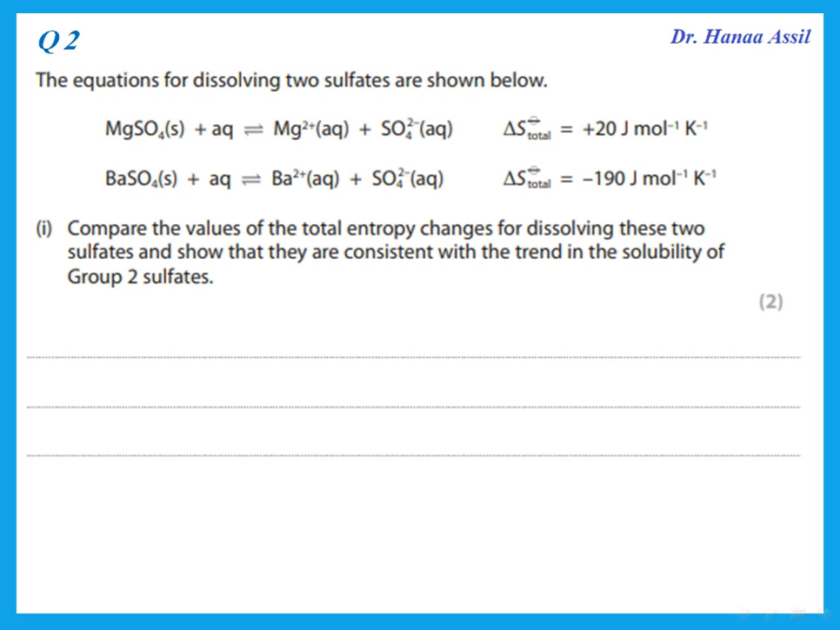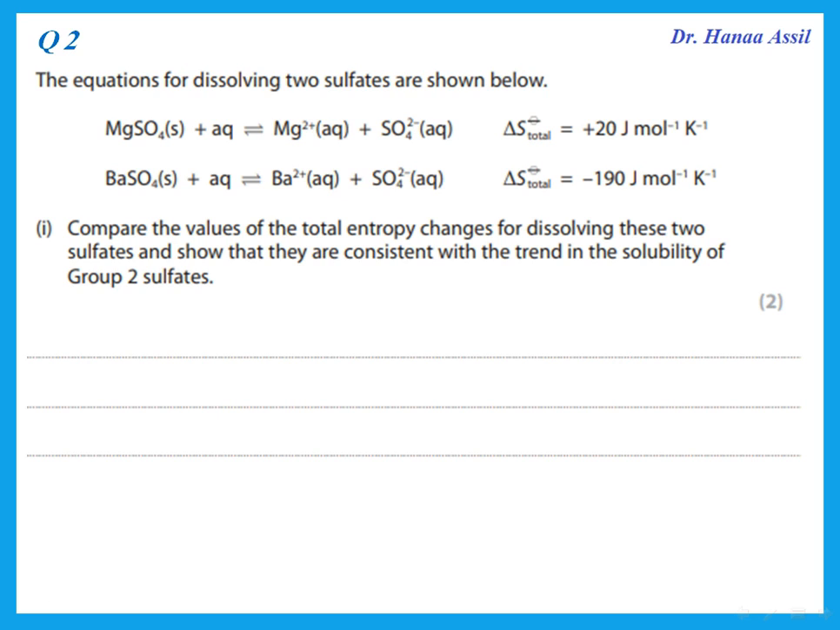Please refer to it. The equations for dissolving 2 sulfates are shown below. So he gives me dissolving magnesium sulfate and barium sulfate. He says the delta S total for dissolving magnesium sulfate is a positive value. And we said when it is positive, that means it will be feasible, or it will happen spontaneously. But for the barium sulfate, the delta S total is negative. Now he's saying compare the values of the total entropy changes for dissolving these 2 sulfates and show that they are consistent with the trend in the solubility of the group 2 sulfates.